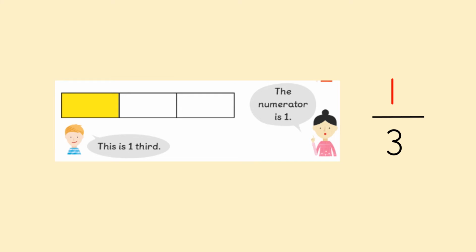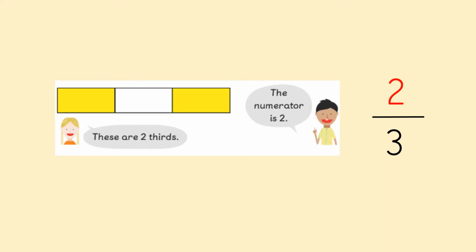Here we've got 1/3. There are 3/3 to add up to make the whole rectangle, but only one of them has been shaded in. So the numerator is 1. We write 1/3 as 1 over 3. Here, these are 2/3 that have been shaded in. So the numerator on top is 2.